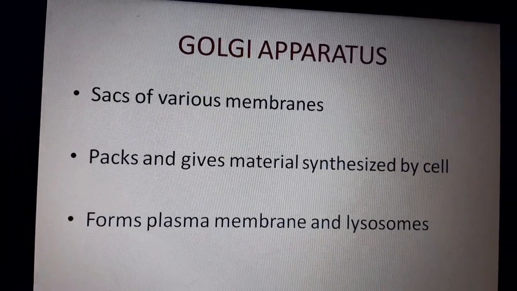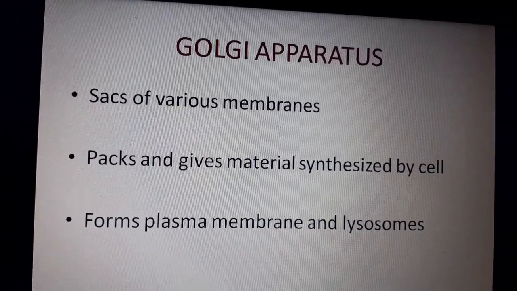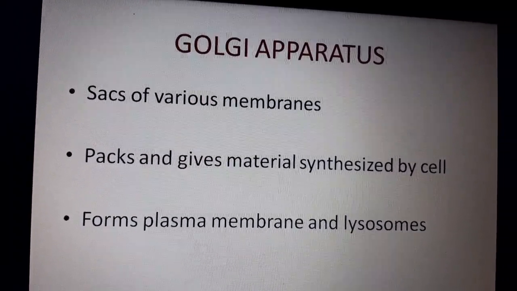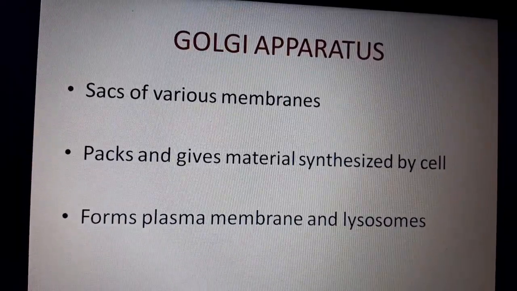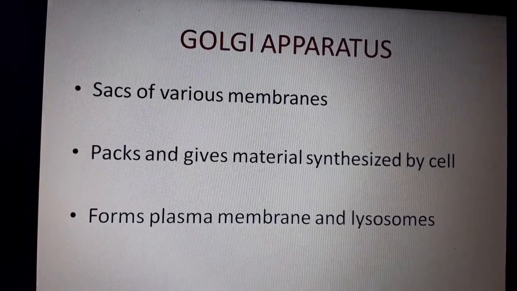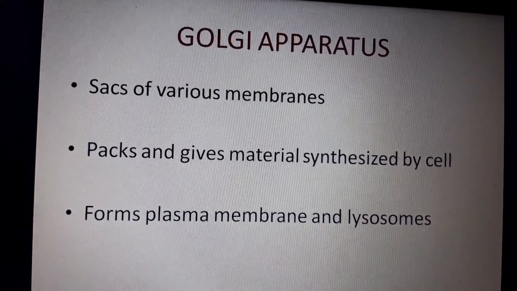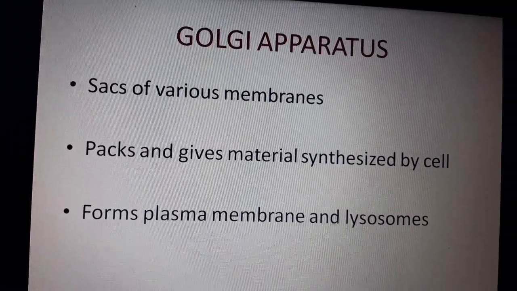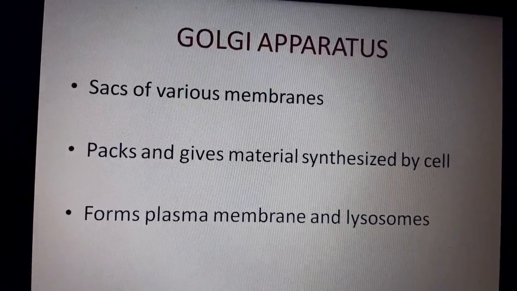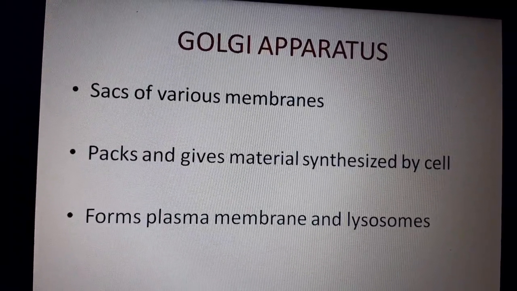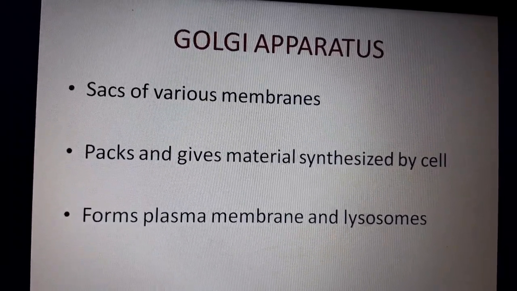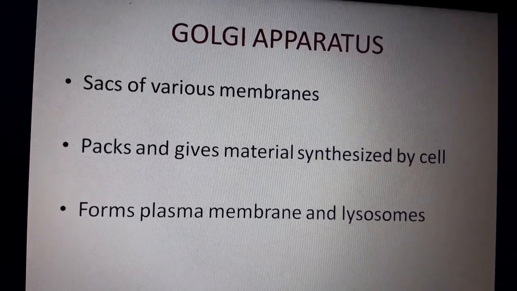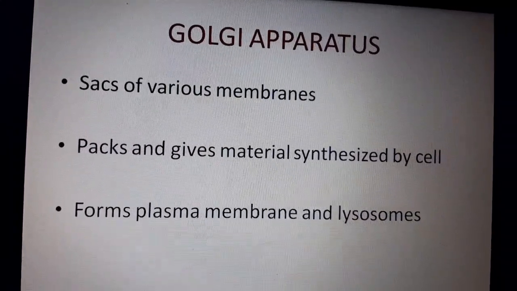Then the Golgi apparatus. Golgi apparatus act like various membranous structures which are present in the form of sacs. Their main function is to pack the material which is synthesized by the cell. This material is then transported inside the cell and outside the cell as and when needed. It also forms plasma membrane and lysosomes.